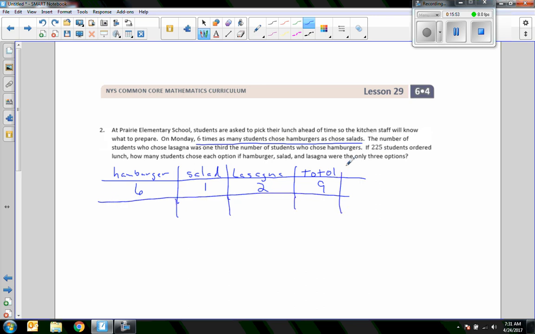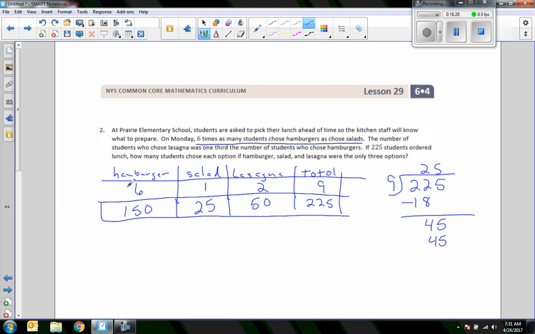And now I know that the total is 225. So if I see how many times 9 goes into 225, 9 times 2 is 18, leaving 45 as a remainder, and 9 times 5 is 45. So now I know I multiply everything by 25. 25 times 2 is 50. 25 times 1 is 25. 25 times 6 is 150. 150 and 25 is 175, plus 50 is 225, so my totals are correct.